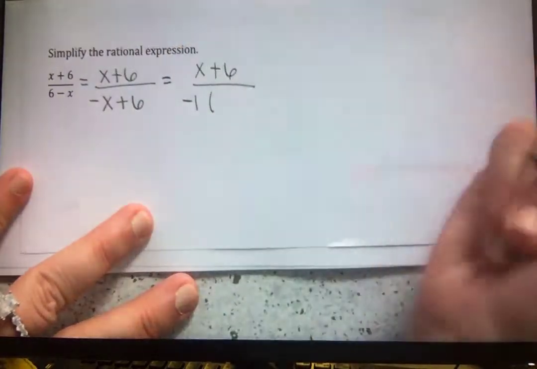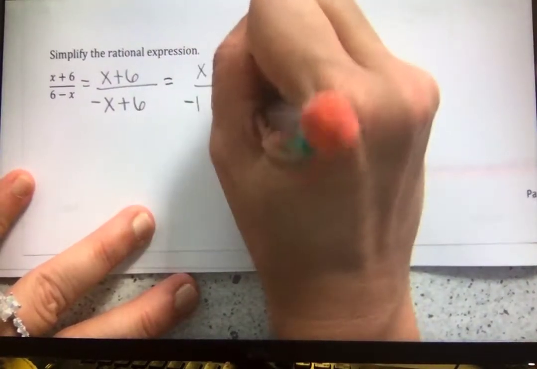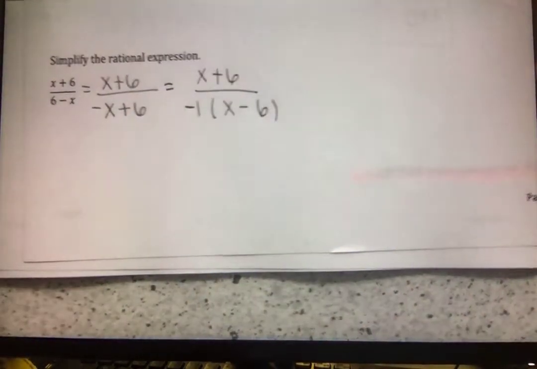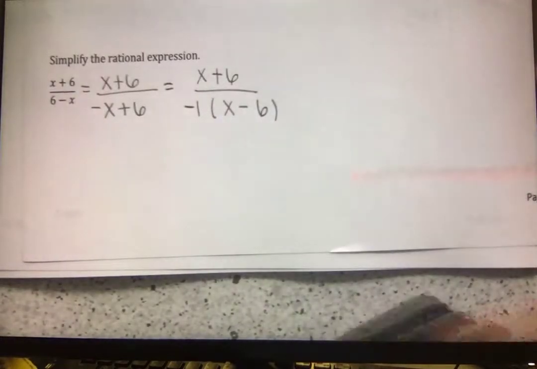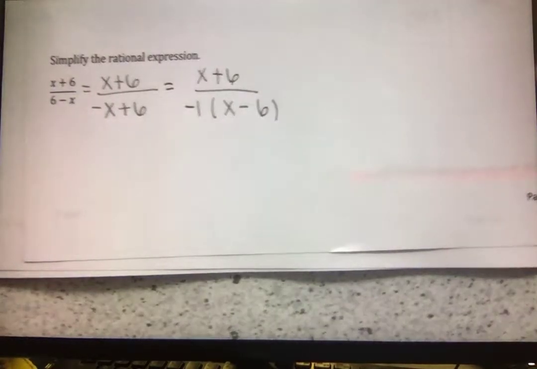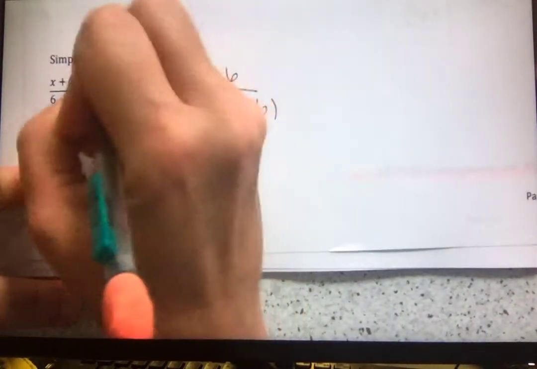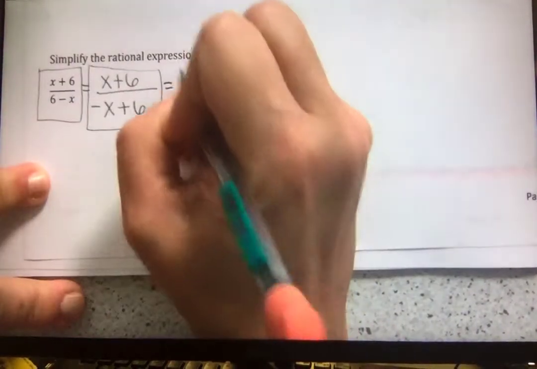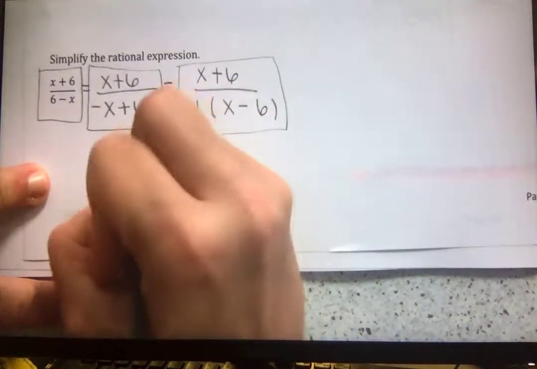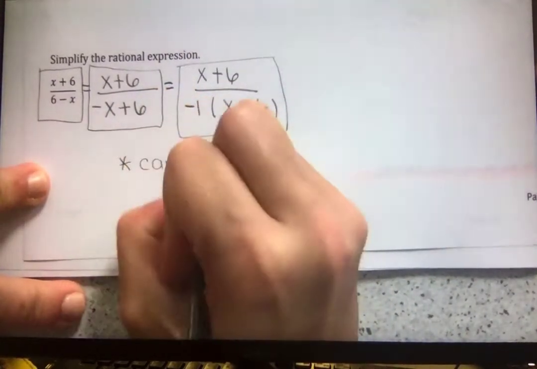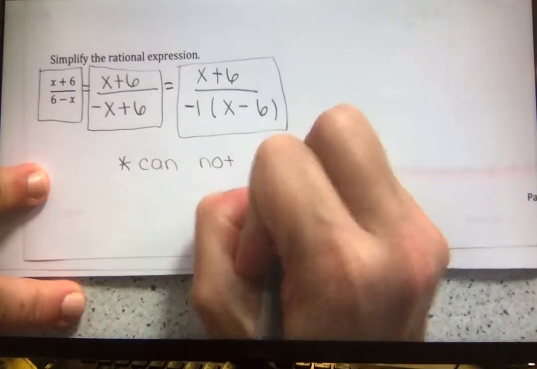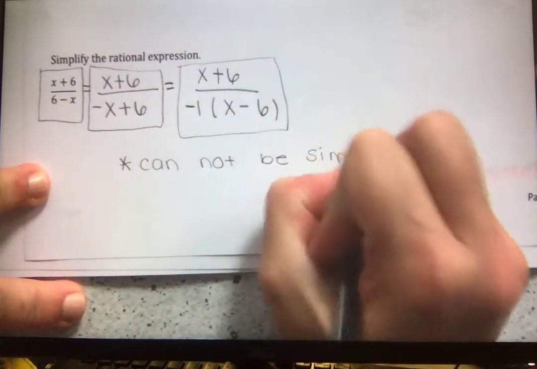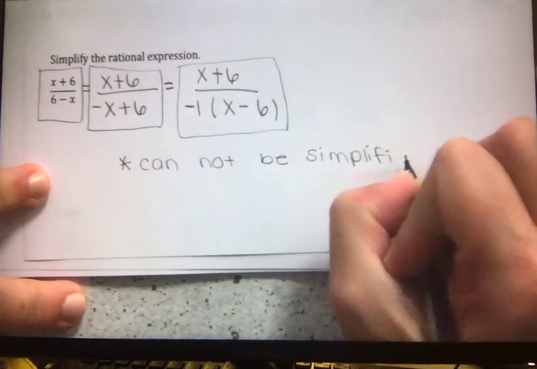Okay, so let's say if we factor out that negative for this one, x plus 6 is going to stay the same up top. Factoring out that -1 on the bottom, that'll leave us with x minus 6. Either way, we can't make them the same, so it cannot be simplified. Whether we leave it like this, or like this, it cannot be simplified. So this is in simplest form.